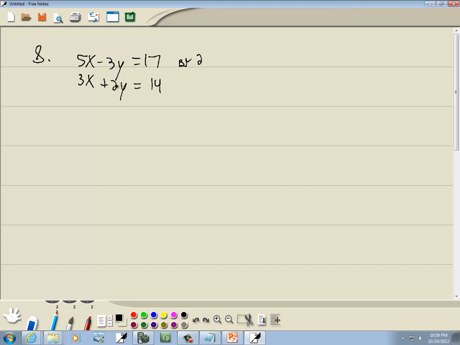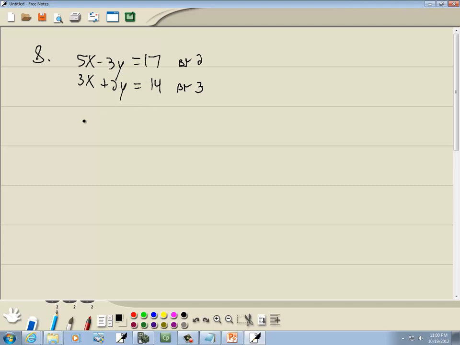And for the 2y here, I'm going to multiply it by the other number, which is 3. Now this is already in a perfect form where one of them is negative and one of them is positive, so I don't have to worry about signs. But if they were both the same sign, both positive, both negative, I'd have to change the sign of one of these.